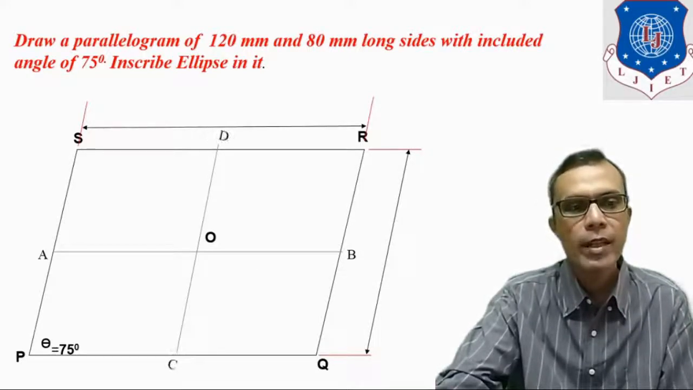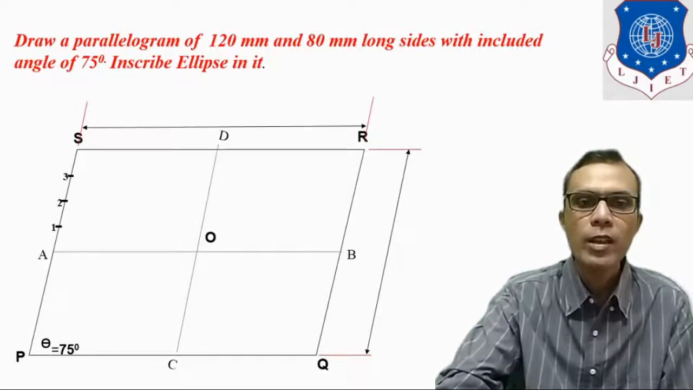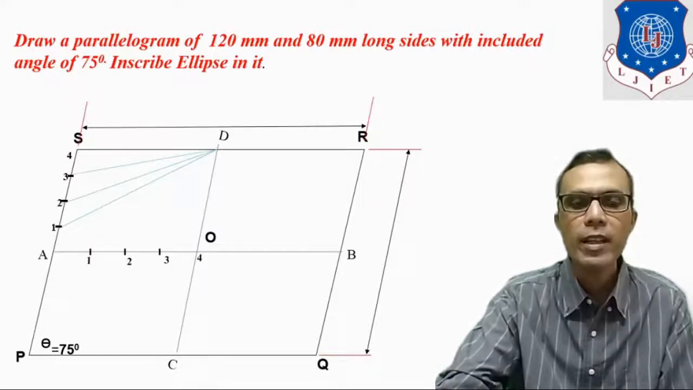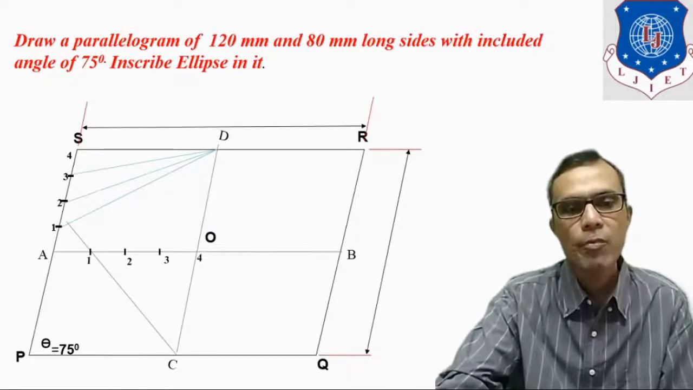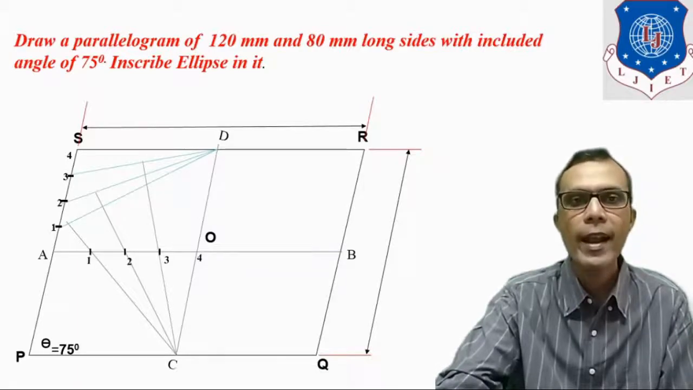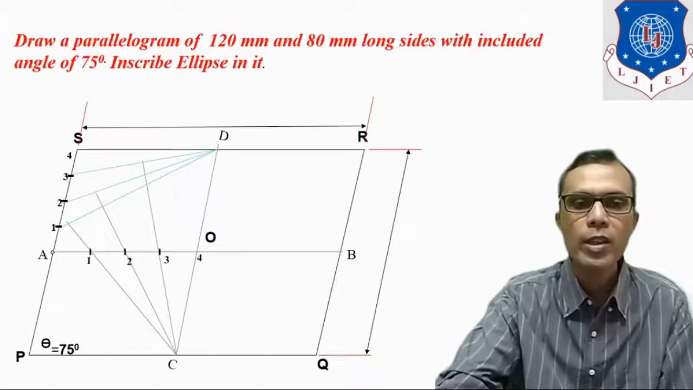We have to divide the AS and AO parts into 4 equal divisions. Then join D point with the 1, 2, 3 division numbers of AS. Then join C point with the 1, 2 and 3 division numbers of the AO part and extend them in the same direction till we get the intersecting points. Mark all these intersecting points.